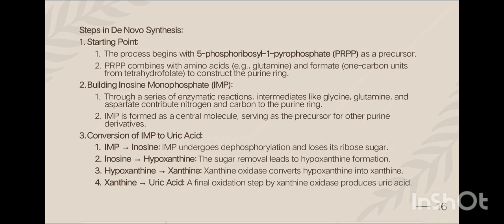And the third process is the conversion of IMP to uric acid, which is the final step. IMP will be converted to inosine, inosine to hypoxanthine, hypoxanthine to xanthine, and xanthine to uric acid. These are all done through many enzymatic reactions, explained here. Inosine formation undergoes dephosphorylation and loses its ribose sugar, and sugar removal leads to hypoxanthine formation. Xanthine oxidase converts the hypoxanthine into xanthine, and finally it is oxidized to form uric acid.